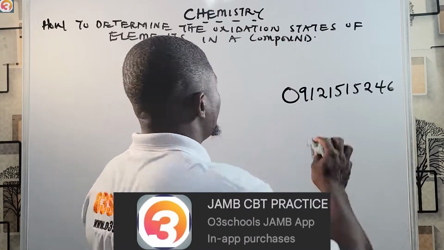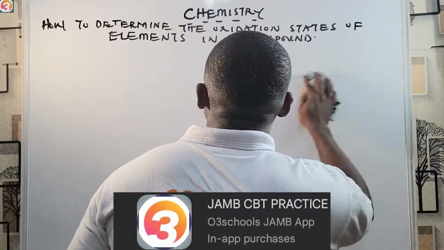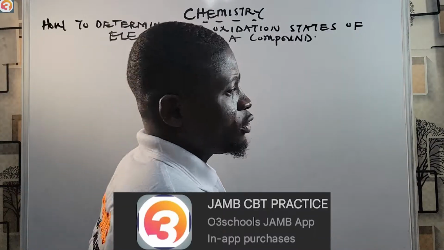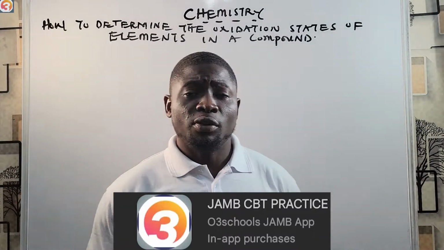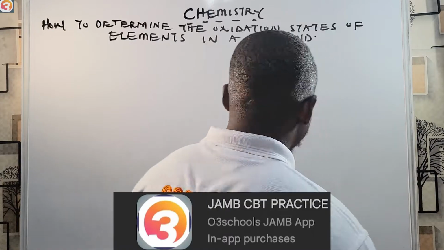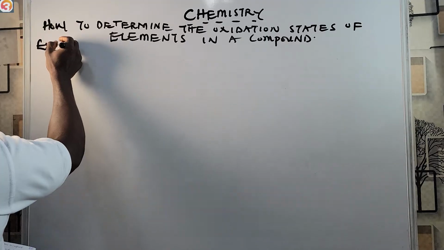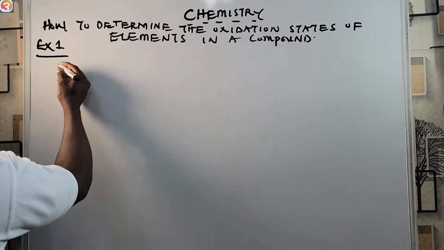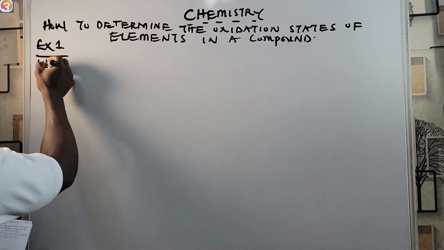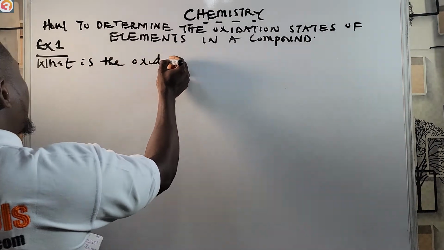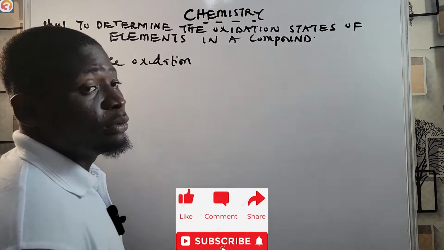All right, so let's continue from where we stopped. How to determine the oxidation state of elements in a compound. I'm going to take a number of questions to explain this. Let's see an example. Example one: what is the oxidation number? I'll just make this part very fast so that we'll just see the question on the board.